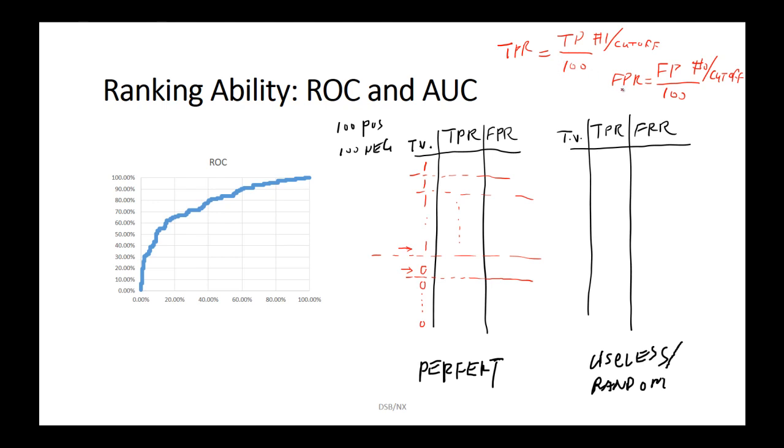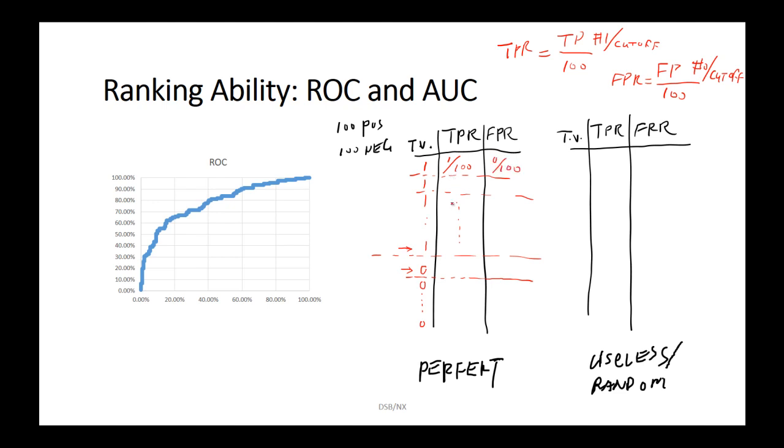Let's look at the false positive rate. It's defined as the false positive count, which in this case is the number of zeros above the cutoff, divided by the true negative cases. In this case, it's a fixed number at 100. Once we are clear about this, we can look at this table for a perfect model. If we count at the first instance, the number of ones above the cutoff will be 1. Again, remember the denominator always stays as 100. The number of zeros above the cutoff will be 0.